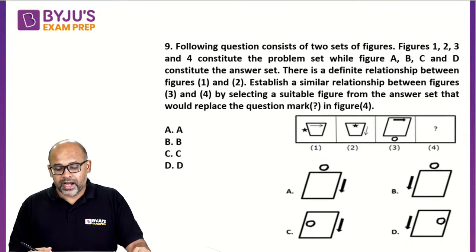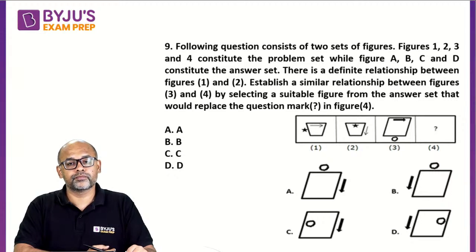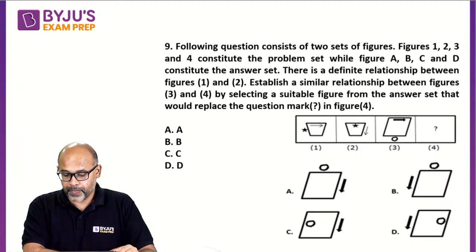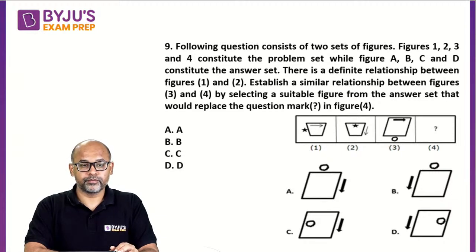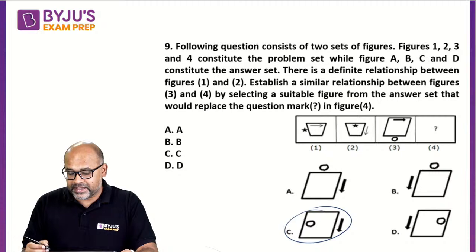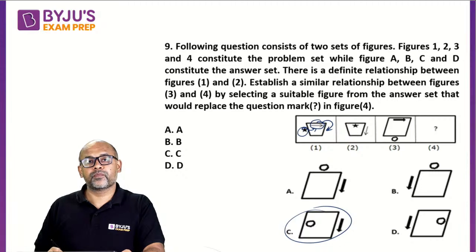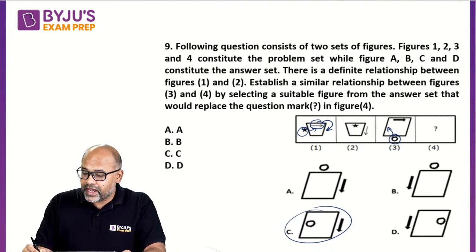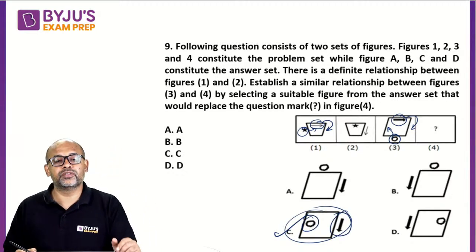Next question. Again, a very, very easy one. Alright, so the correct answer is option C. Basically what is happening is the outside star is coming inside and the inside arrow is going outside. So arrow outside, circle inside is there in your option C. That is your correct answer.